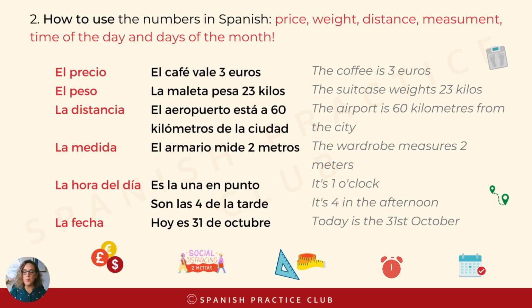The wardrobe measures 2 meters. El armario mide 2 metros. It's 1 o'clock. Es la 1 en punto. It's 4 in the afternoon. Son las 4 de la tarde. And to say today is the 31st of October. Hoy es 31 de octubre.